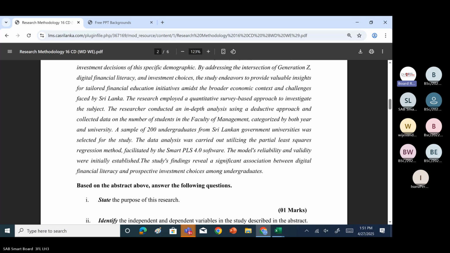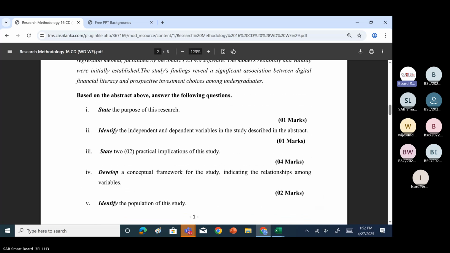The model reliability and validity were initially established, and the study findings reveal, now they are moving towards the findings. Once they have discussed their analysis and their methodology, the last sentence is regarding the finding of the study. These findings reveal a significant association between digital financial literacy and prospective investment choices among undergraduates, right? So this is the abstract of this given research. Now you have to cut and paste the answers for 20 marks.